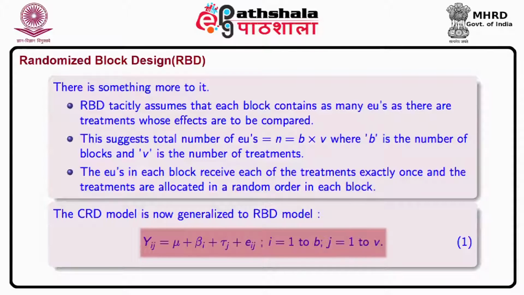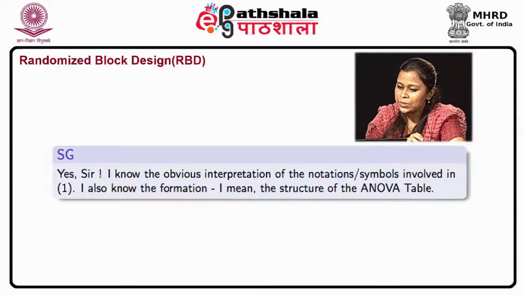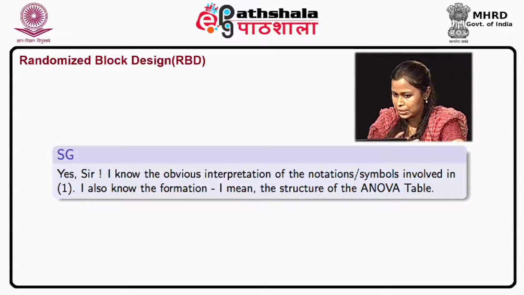So let me go back to the model again. Y_ij is the output received by a combination of the ith block and jth treatment. It's a single combination. Therefore, we get only one observation for this combination. Mu is the general effect. Beta_i is the excess effect of block i in addition to mu. Tau_j is the excess effect of treatment j in addition to mu, and e_ij is the usual error component.